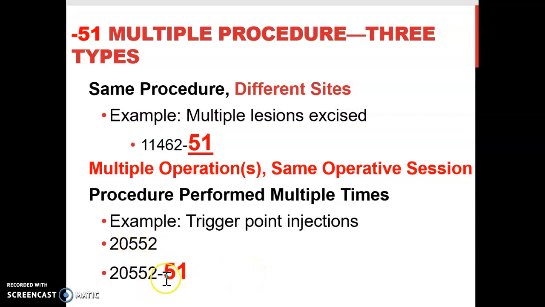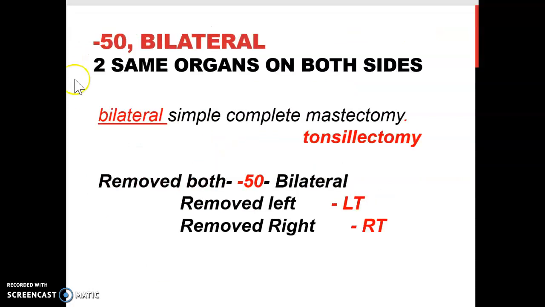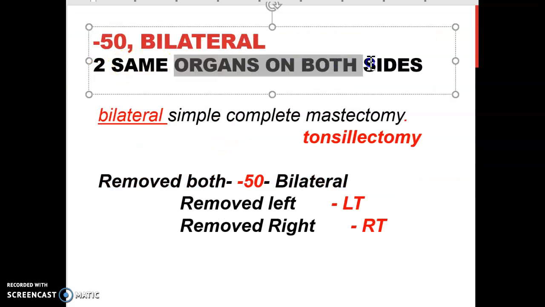Okay, you will add a modifier 51 to the second code, as asked by the CPT code. The descriptions differ from one code to another, but to show the insurance company that these were multiple procedures, you will always use 51, not 50.